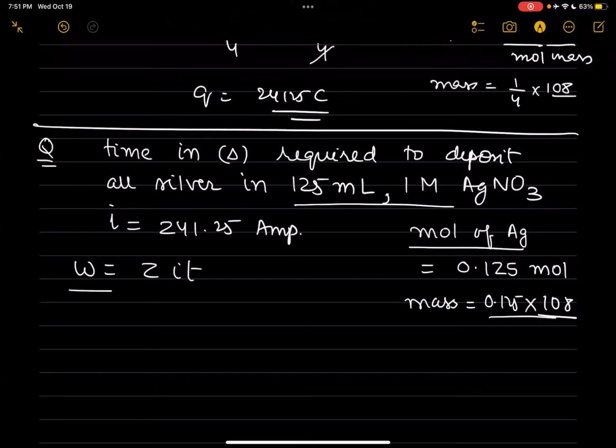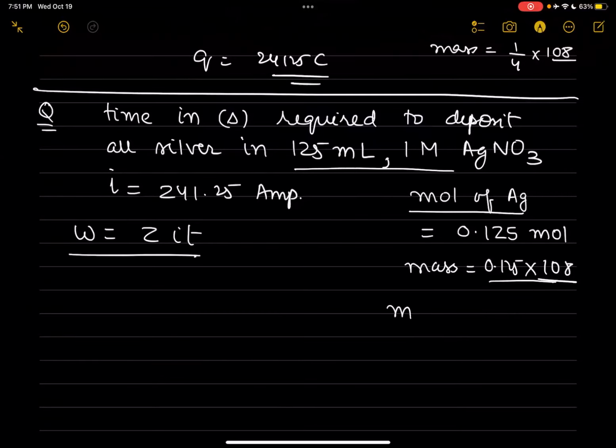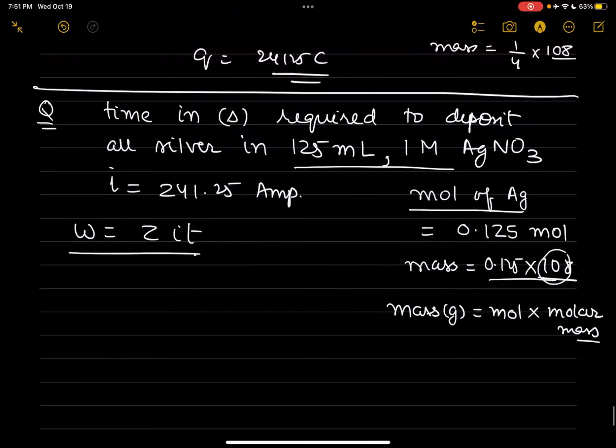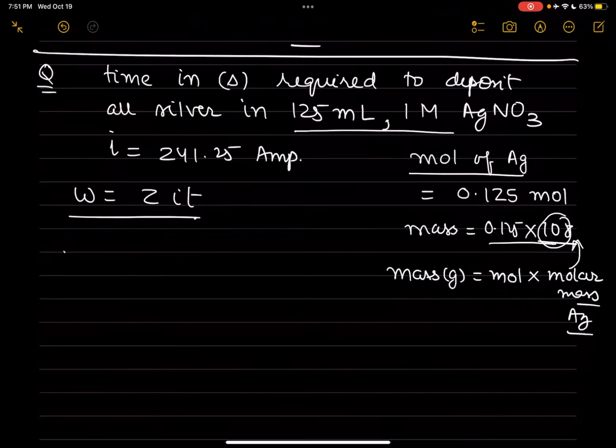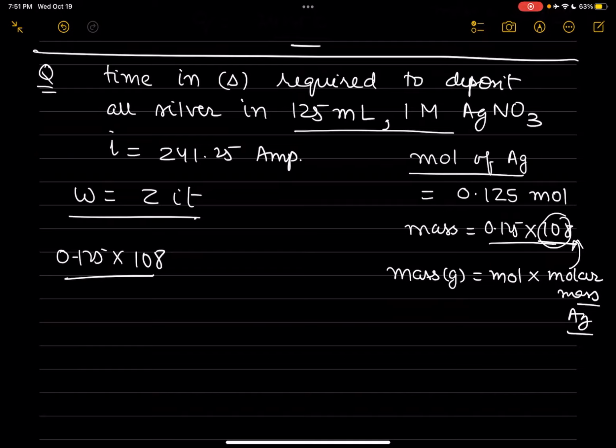So mass in grams equals moles into molar mass. And how do you get 108? That will be given to you. This is the molar mass of silver. That will be given in the question. So the mass you got already is 0.125 into 108. Don't simplify it, keep it as it is. We can simplify it later. Clear?